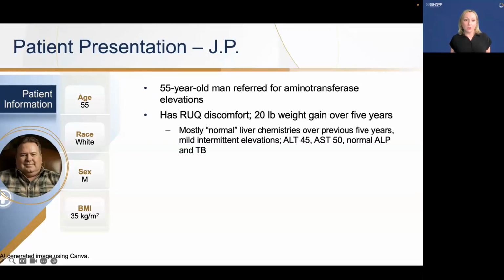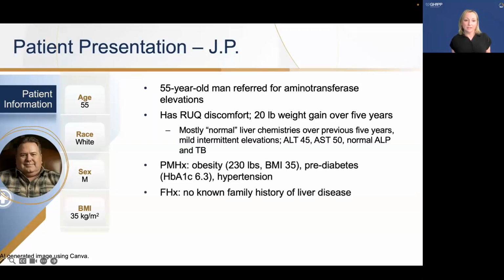His liver enzymes are only mildly elevated: ALT of 45, AST of 50. And this is really a classic presentation for MASLD.